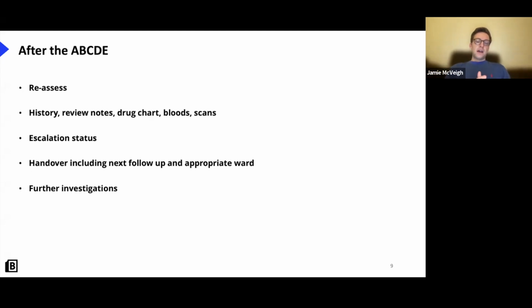And then thinking about what investigations you've ordered and who's going to follow those up, particularly at the end of your shift, okay? Or if you're going into a weekend, who needs to follow them up, okay?